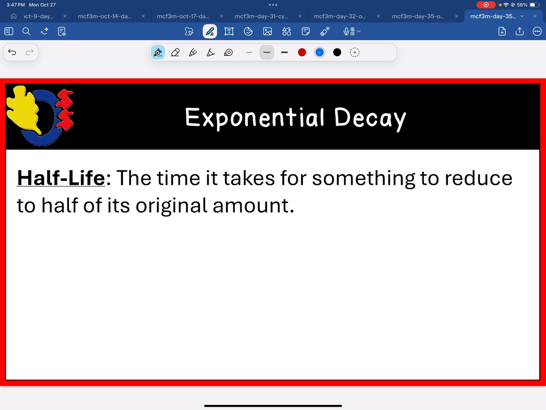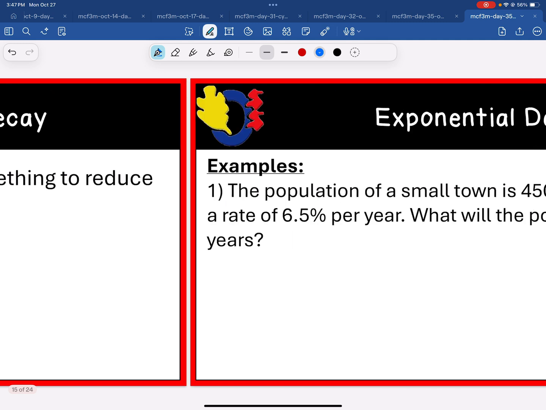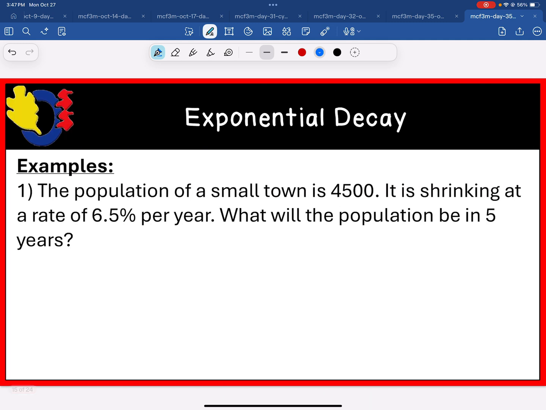So half-life is the time it takes for something to reduce to half of its original amount. So think of things like coffee or chocolate, or if we're dealing with chemistry, isotopes, they all have a half-life. So after a certain length of time, only half of the original substance will remain. Okay, so example one, we'll save the half-life example for a couple minutes from now.